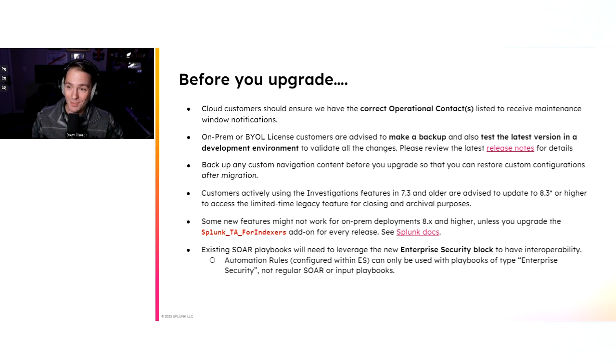One thing that most customers don't know, and we get a lot of support cases about from our on-prem customers: there is a TA called Splunk TA for indexers that's called out in the upgrade manual for Enterprise Security. As part of what we're doing in ES8, there are some new indexes, so make sure you check the docs and get that TA pushed out in the right parts of your architecture. Existing SOAR playbooks that want to interact with the new ES block are going to need some updates. Another note here is that if you saw us talk about the automation rules in Enterprise Security, those can only be used with the ES type playbooks in your SOAR environment, not regular SOAR or input blocks.